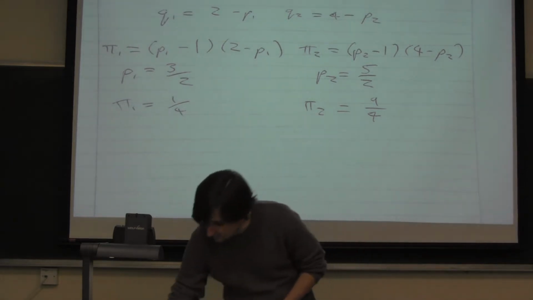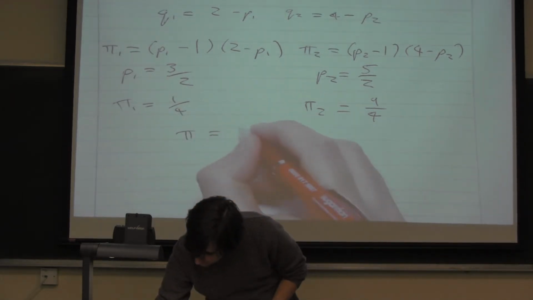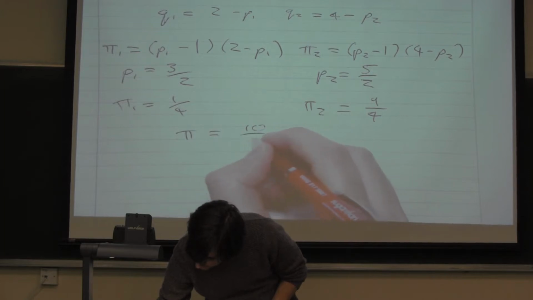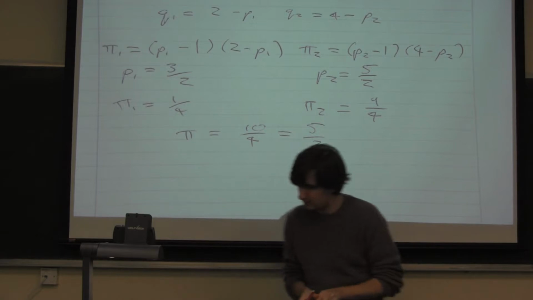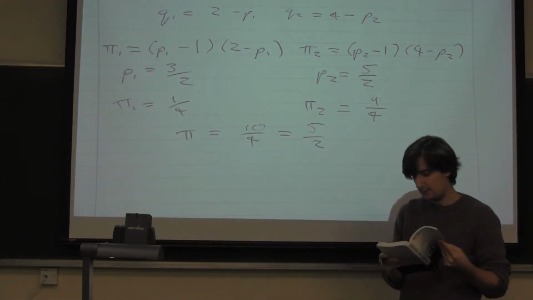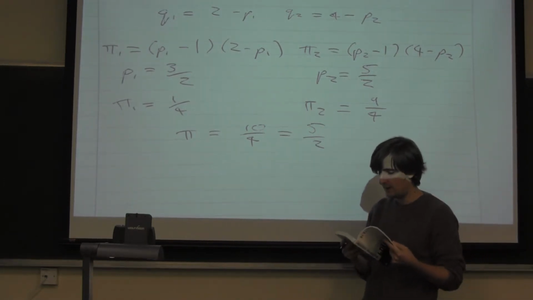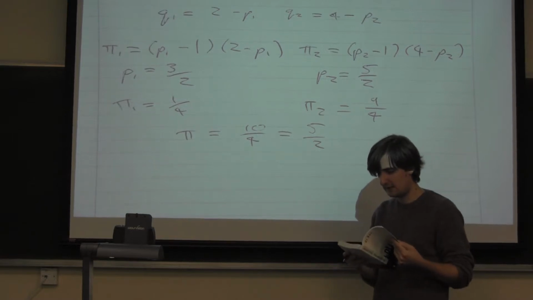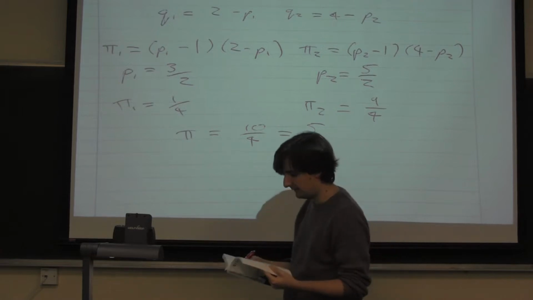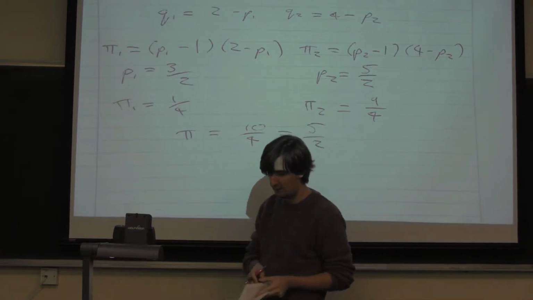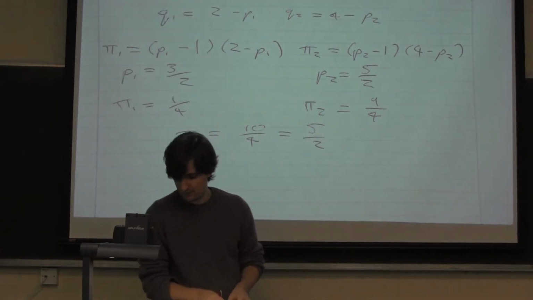Okay, so total profits, the sum of the two, is 10 over 4, which is 5 over 2. Suppose markets 1 and 2 are now open, all consumers are free to trade, so there's no price discrimination, and the monopolist has to charge a uniform price. What's that profit maximising price going to be?